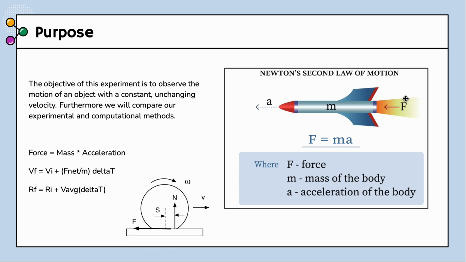Here are diagrams of Newton's second law of motion. Here's a free body diagram, but we're actually going to be ignoring two components, friction and the applied velocity, because again, we are just trying to observe the motion of an object with a constant and unchanging velocity. So we have to ignore these components because they disturb this main observation.